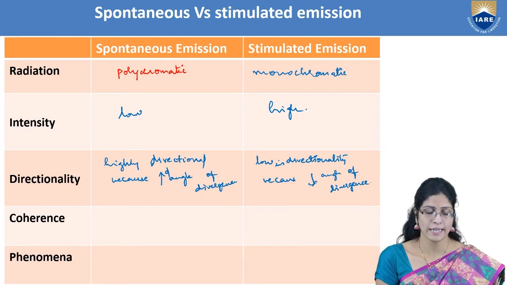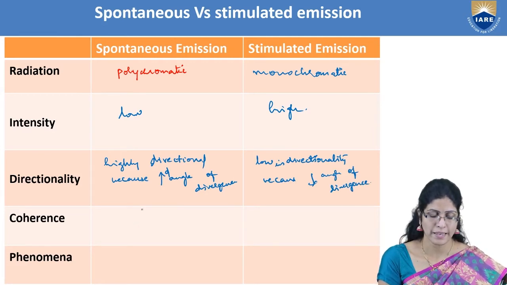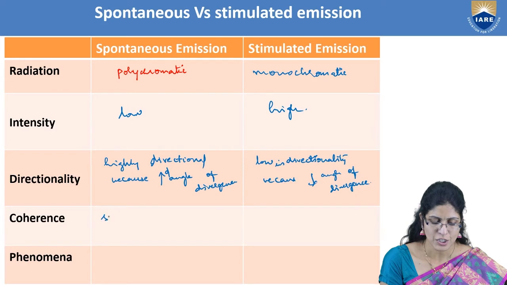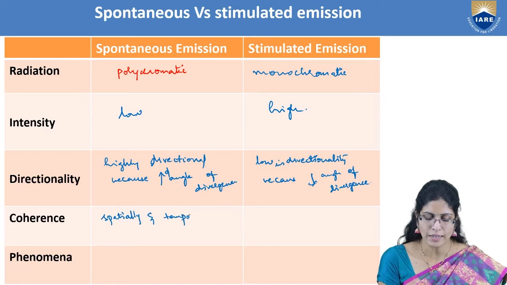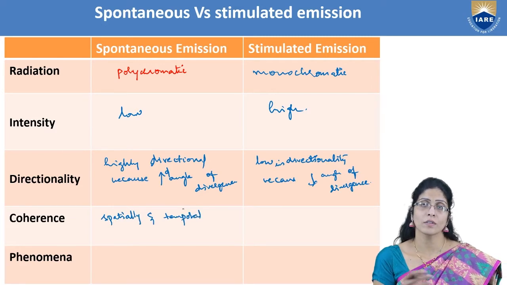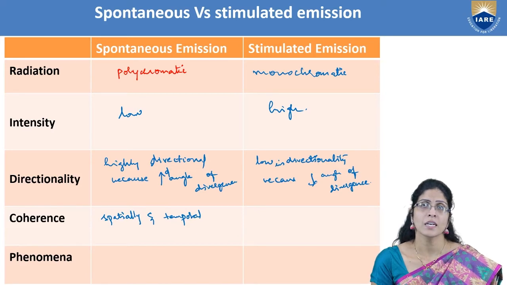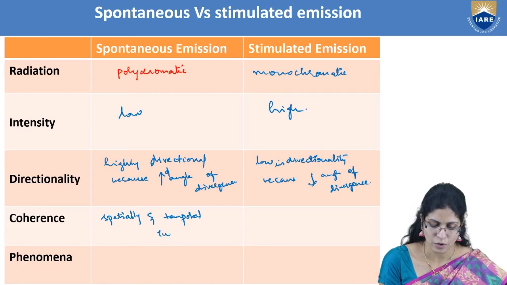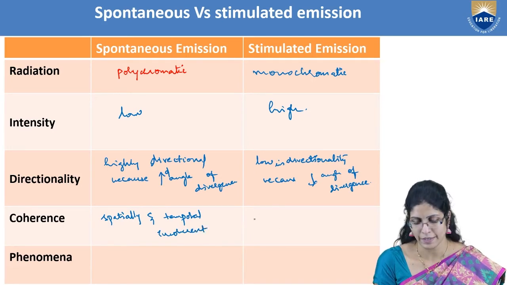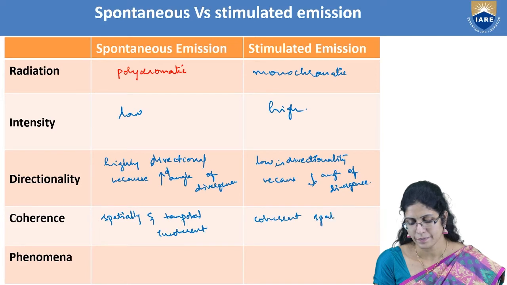And coming to coherence, with respect to space and time, it will be spatially and temporally coherent, like longitudinal wise and transverse wise. When you see the output of the beam which is coming out, the spontaneous emission will not be coherent, it will be incoherent, whereas the stimulated emission will be coherent spatially and temporally.